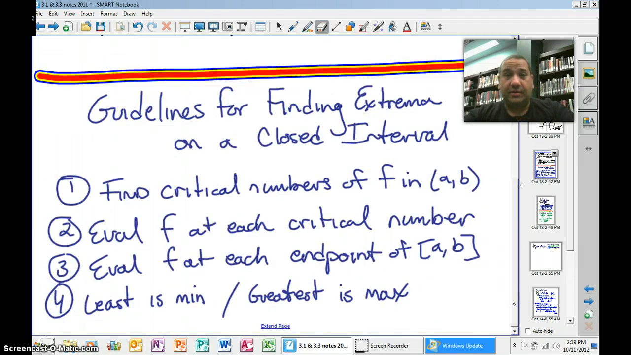Your guidelines. So, Kennedy, I'm talking to you. Okay, you like this. All right?